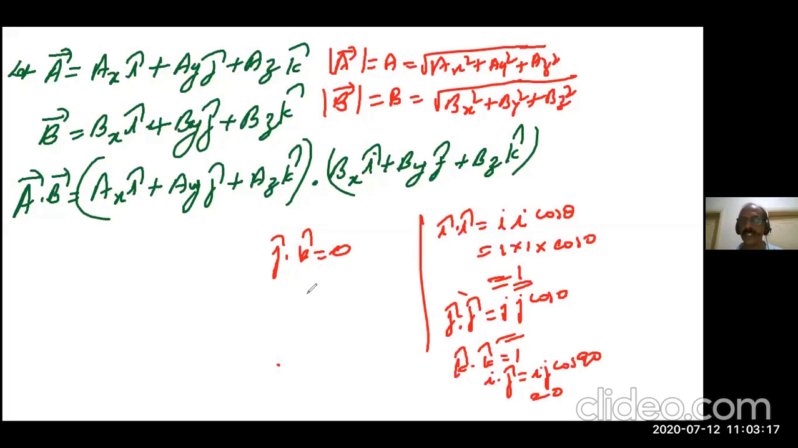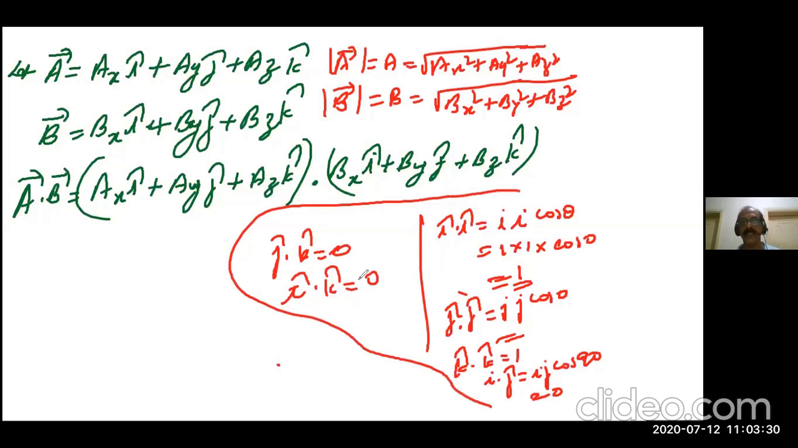Then i dot j, then which is remaining? i dot k. What is i dot k? Zero. Is it clear? Now, what is the meaning of the zero that we get? Force is acting here, displacement is here. Will there be any work done? No, sir. That's all, zero, like that.